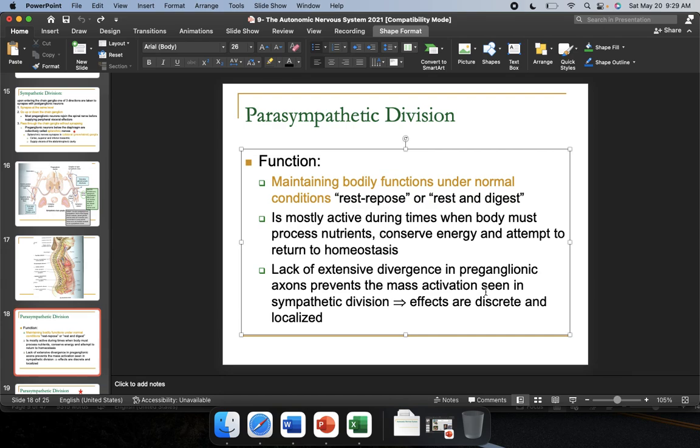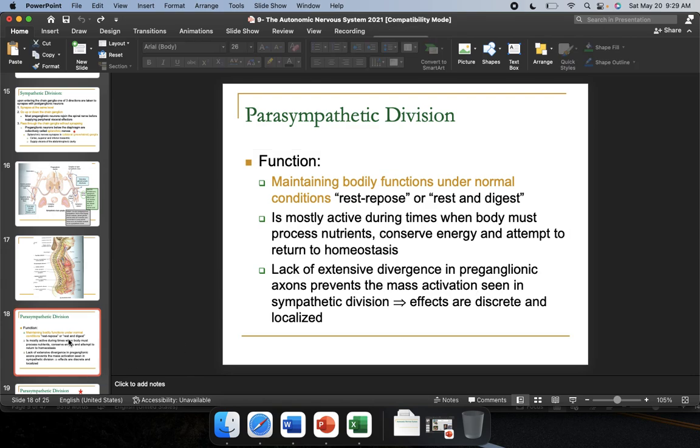As I was mentioning in class, it would be really unfortunate if every time our heart rate needed to come down, we had to simultaneously go to the bathroom, right? That would create undue stress and undue complications in our bodies. And so our activation of the parasympathetic nervous system is very much more specific.